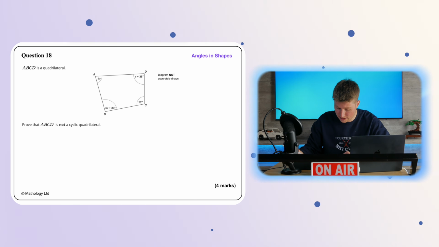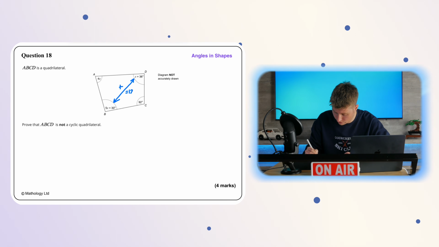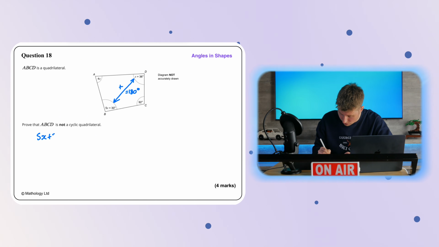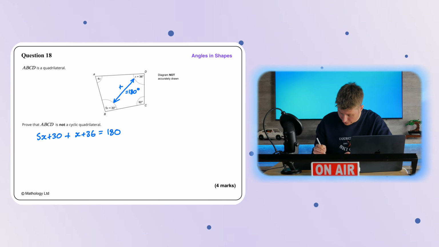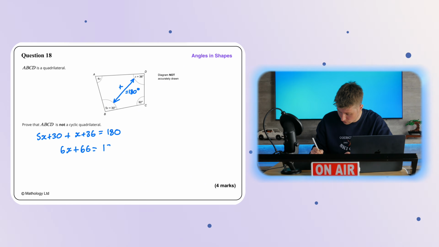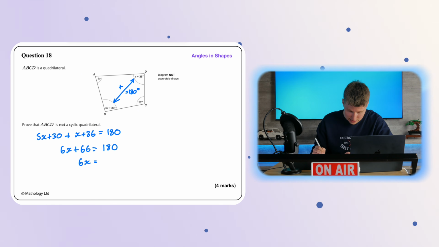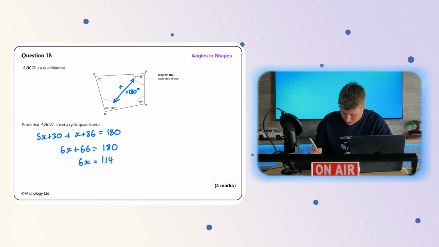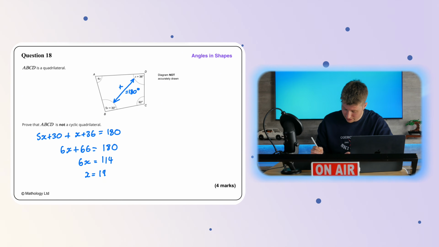Question 18 says ABCD is a quadrilateral. Prove that ABCD is not a cyclic quadrilateral. So the important fact to note about cyclic quadrilaterals is that opposite angles sum to 180 degrees. So if we do 5x plus 30 and then we add x plus 36, this should equal 180 degrees. 5x plus x is 6x, 30 plus 36 is 66, and this is equal to 180. So if we do 180 subtract 66, this is equal to 114. And then if we divide both sides of the equation by 6, 114 divided by 6 is equal to 19.